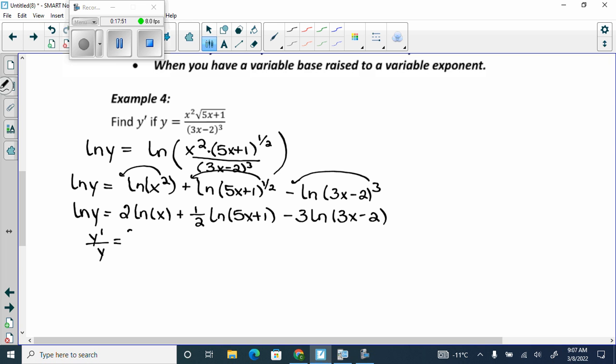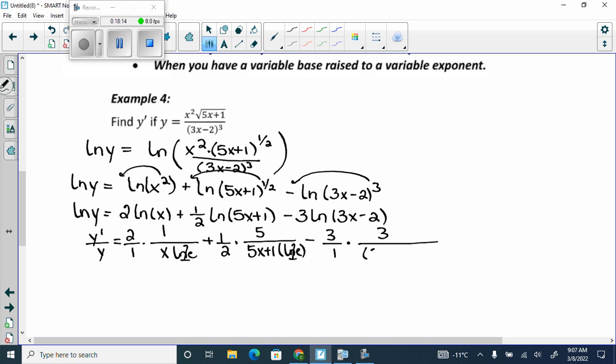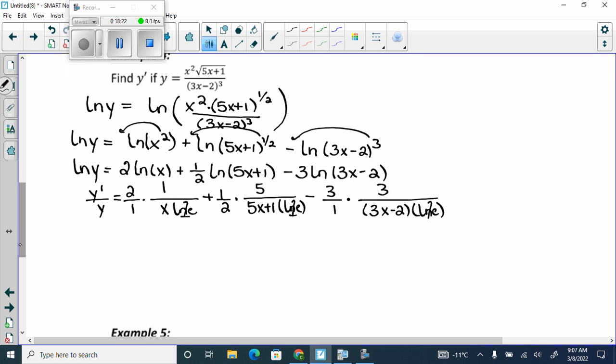Okay. So, we do the derivative of ln y, and we get y prime over y. Then we get 2 over 1, and then the derivative of ln x is 1 over x, ln e goes away. Plus 1/2. And then you're going to get 5 over 5x plus 1, ln e. Minus 3 over 1 times 3 over 3x minus 2, ln e.